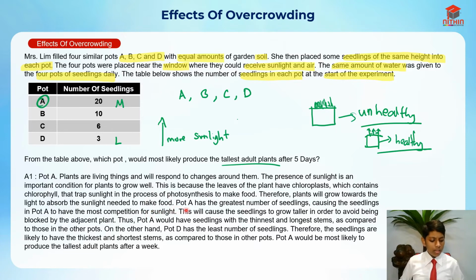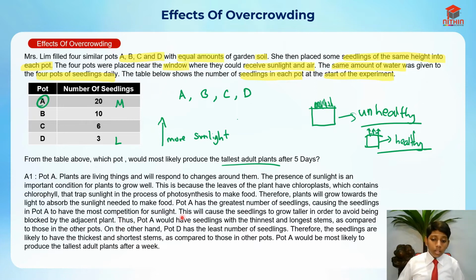That's why pot A has the greatest number of seedlings, causing the seedlings in pot A to have the most competition for sunlight. This will cause the seedlings to grow taller in order to avoid being blocked by the adjacent plant. Okay? So that the plants which are growing taller would not block them and they won't get sunlight. So they don't want the plant to block them. That's why they compete and grow taller. So it's basically a competition of who can grow the tallest to get the most sunlight.